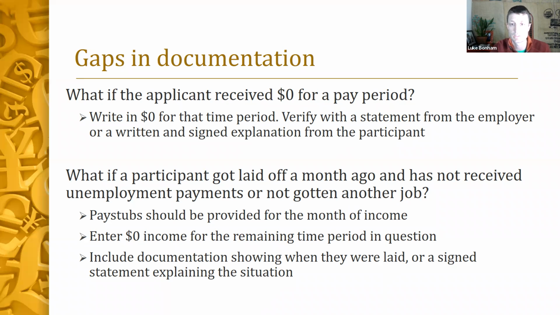If a participant with consistent income got laid off a month ago and has not received unemployment or another source of regular income, pay stubs should be provided for the month of income plus a signed statement or documentation showing that they continued with 0 income for the rest of the time period in question.